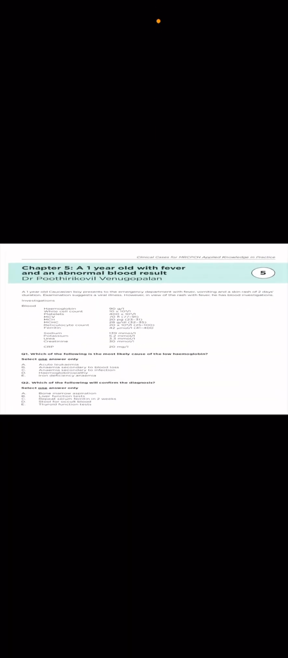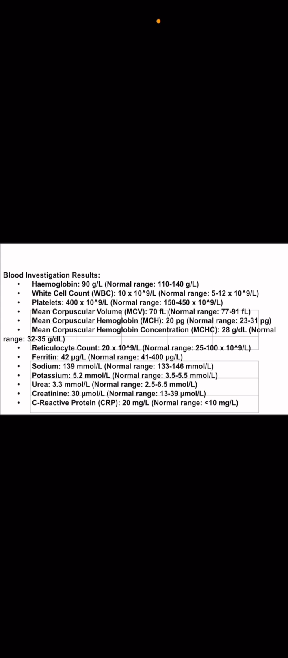This case involves a 1-year-old Caucasian boy who has presented to the emergency department with fever, vomiting, and a skin rash lasting 2 days. These symptoms are suggestive of viral illness. However, due to the presence of rash and fever, additional blood tests were ordered to rule out any underlying condition. The blood test results are as follows.